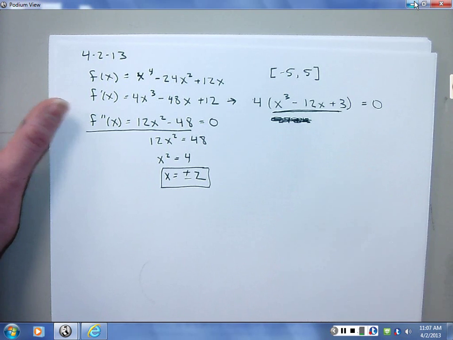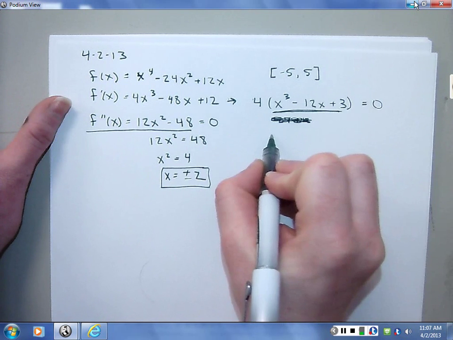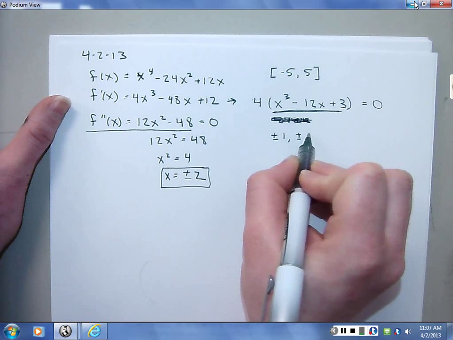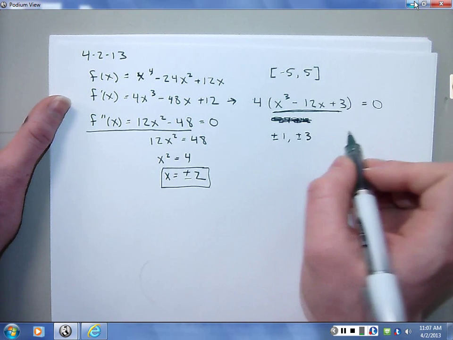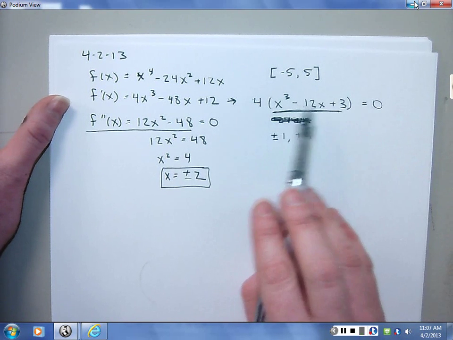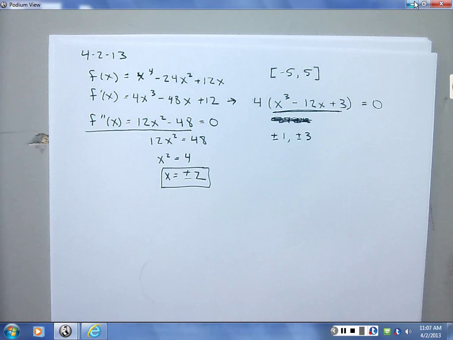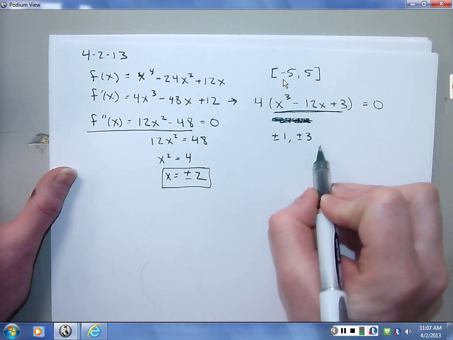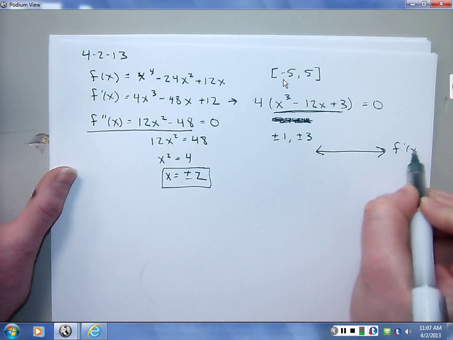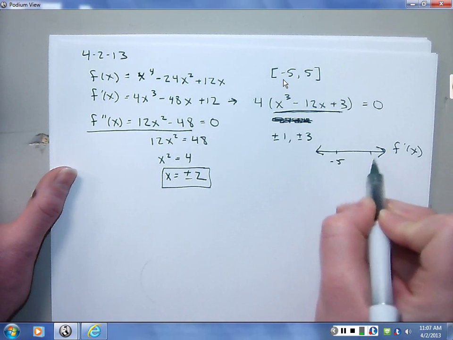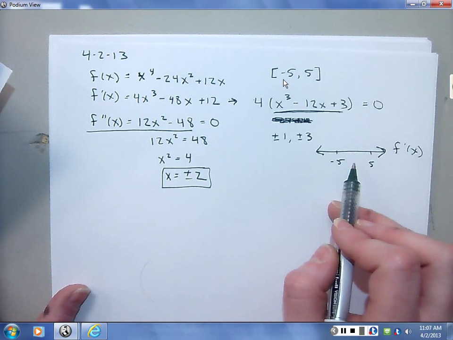So the factors are going to be in the form plus or minus 1, plus or minus 3. Does negative 1 work? Does negative 3? Or does 3 work? The rational factors. So I'm only looking at minus 5 and 5. If I look at the number line here, f prime of x, minus 5, 5, there could be factors in between here. So I'm only going to graph it here.